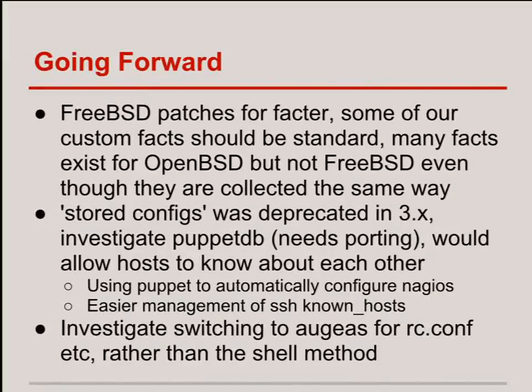Puppet specific things we'd like to look at. Some FreeBSD patches for Facter. A lot of the facts, like how much memory, are provided for almost every OS, including OpenBSD. And the way to determine how much RAM is installed in the machine in OpenBSD and FreeBSD are exactly the same. So by adding one case statement to the Puppet repository, all of a sudden it would do this for FreeBSD as well. So there's a bunch of little things like that where I suppose I just need to make some Git pull requests and there will be better FreeBSD support in Puppet.